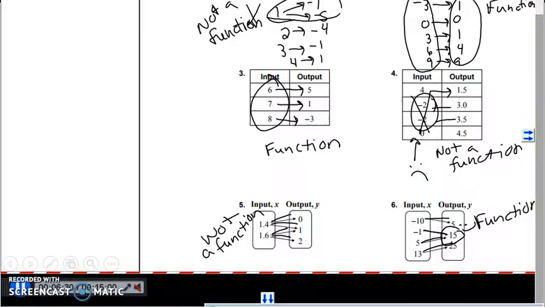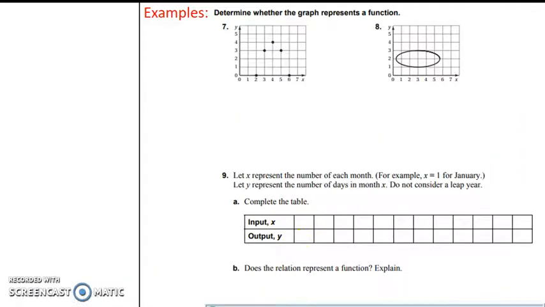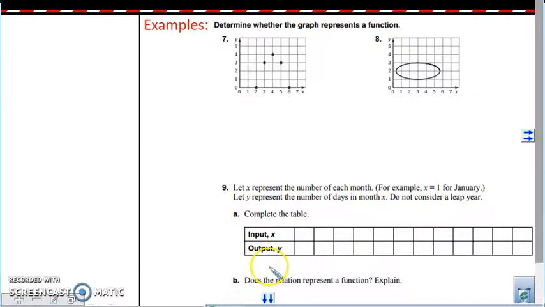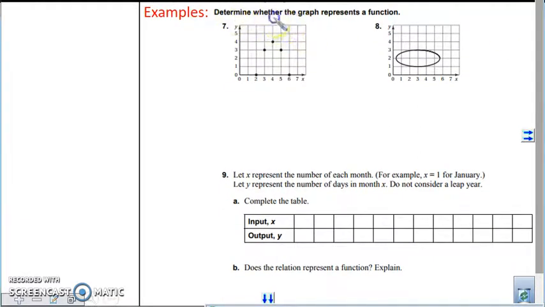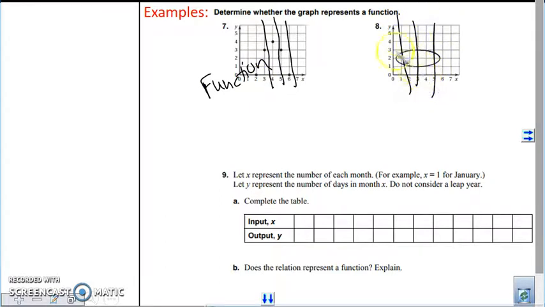All right, I think I have a couple more examples for function versus relation just to help us remember. Okay, when we're given a graph, the easiest thing is to do a vertical line. So I'm going to draw a vertical line. Does it hit more than 1? Nope, so this is a function. We're going to draw a vertical line for number 8. Am I hitting it in more than one spot? Yes, so this is not a function.